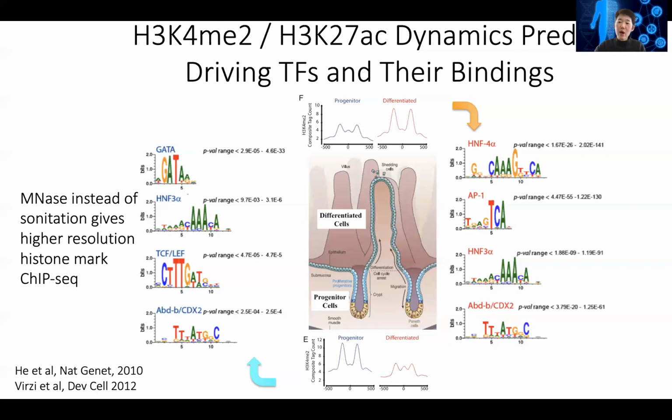Okay, so this is how you can use H3K4 mono- or dimethylation or K27 acetylation ChIP-seq to help you figure out what transcription factors are important, what transcription factors are binding in this location, and what kind of nearby genes they regulate.